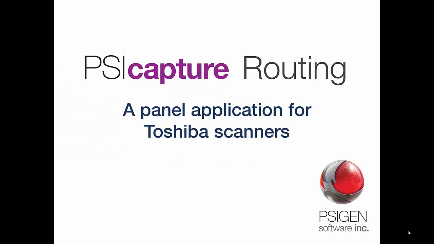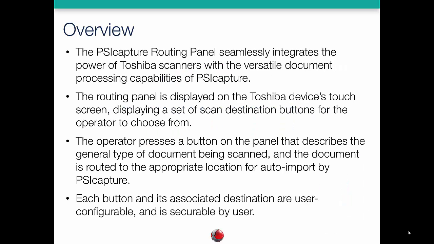In this video, we're going to review PSIGEN Software's routing panel for Toshiba scanners. The panel allows scan operators to route documents to the correct workflow process in PSICapture with just the press of a single button. The PSICapture routing panel seamlessly integrates the power of Toshiba scanners with the versatile document processing capabilities of PSICapture. The panel presents a set of scan destination buttons directly on the device's touchscreen.